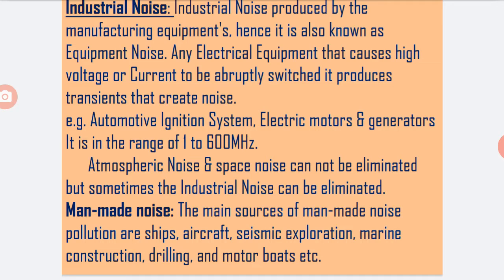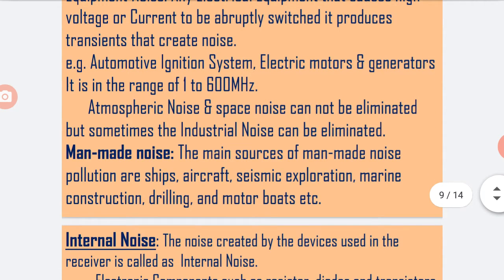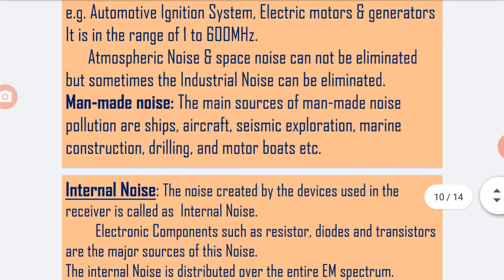So this is one type of industrial noise, which can come from an ignition system, electric motors and generators. It is in the range of 1 to 600 megahertz. The atmospheric noise and space noise cannot be eliminated, but sometimes the industrial noise can be eliminated by using different methods. Then there is man-made noise. The main sources of man-made noise are pollution, ships, aircraft, seismic exploration, marine construction, drilling, motorboats, etc.